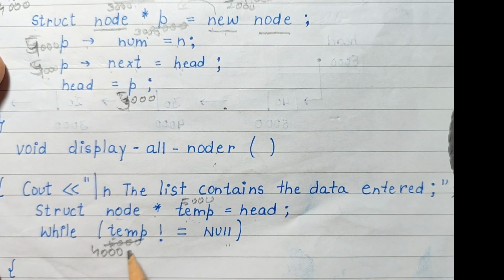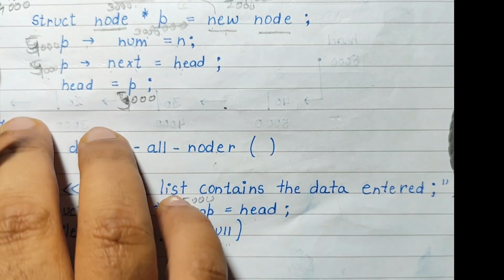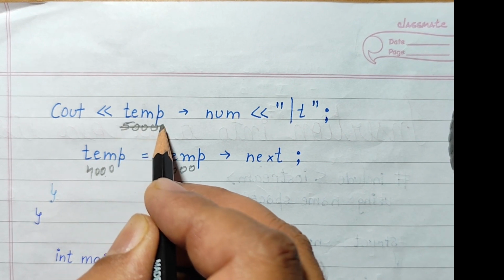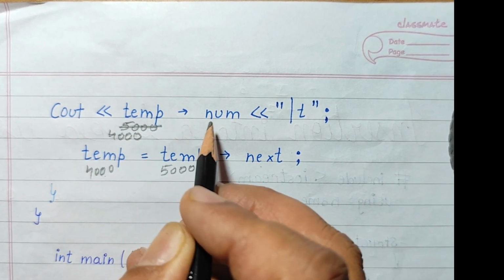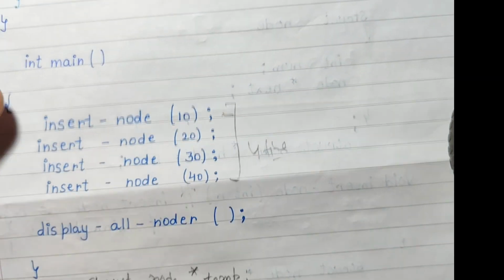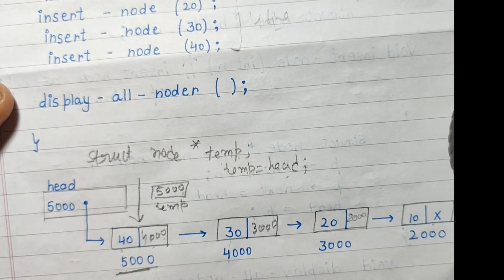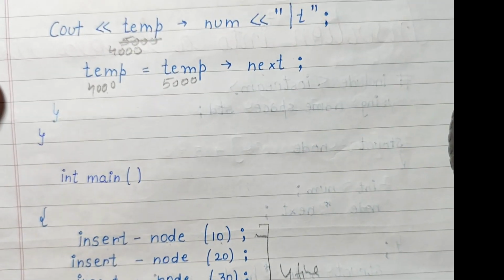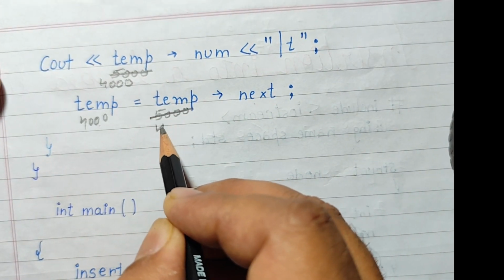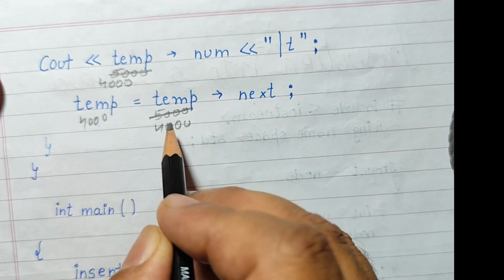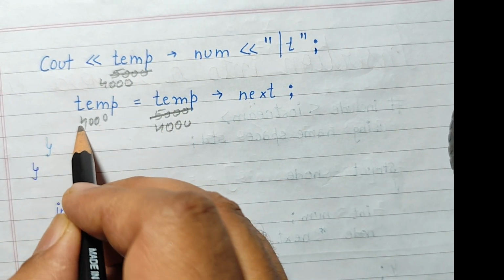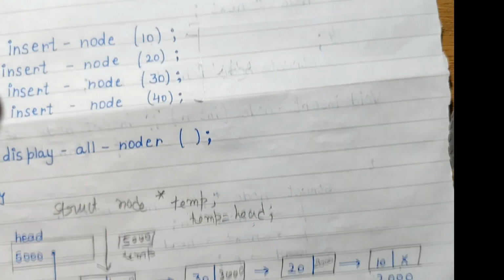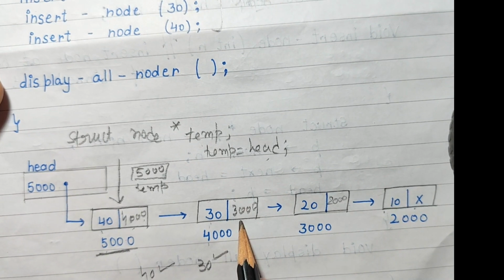Now temp has a value 4000. 4000 is not equal to null, condition true. So now cout. Now temp has a value 4000. So 4000 of num. What is the value of 4000 of num? 4000 of num has a value 30. It means 30 will be displayed. After this, now temp is equal to temp of next, means 4000 of next, means 3000. Now temp has a value 3000 because 4000 of next has a value 3000.